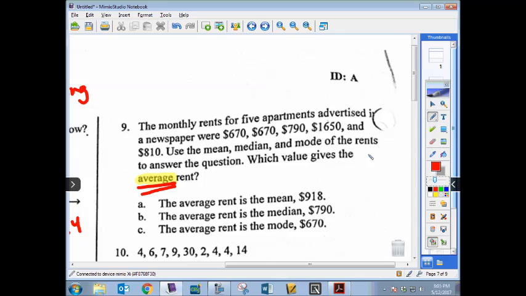No, you didn't have to calculate mean, median, and mode. You could, but it kind of gave it to you right there. You just had to figure out which value is average. Okay, the average. Is the average the median? Is it the mode? Is it the mean? That's just something you had to know.